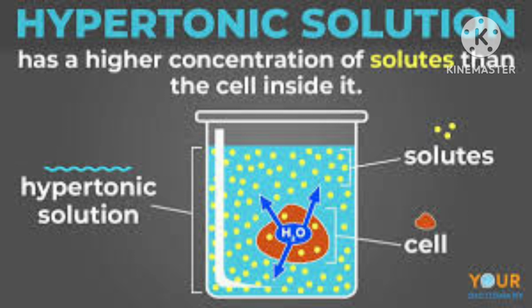Second example, flowers. Flowers revive when placed in fresh water. Means dry flowers also become fresh. Drying flowers you can revive when placed in fresh water. Third example, blood cells. Blood cells collapse when suspended in saline water. Saline water means salty water. Blood cells will collapse when surrounded by saline water. These three examples I am telling you.